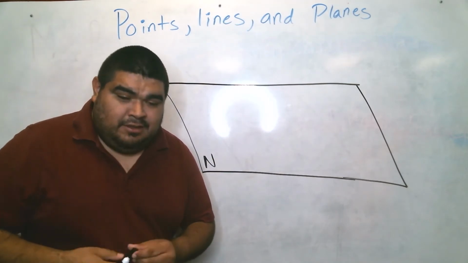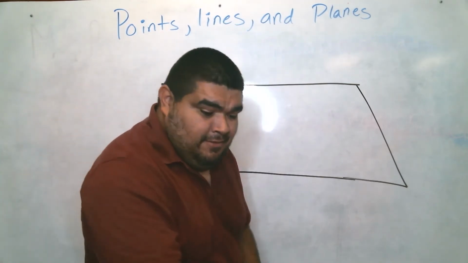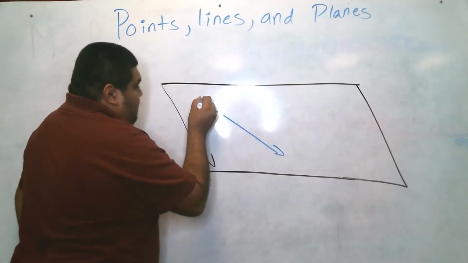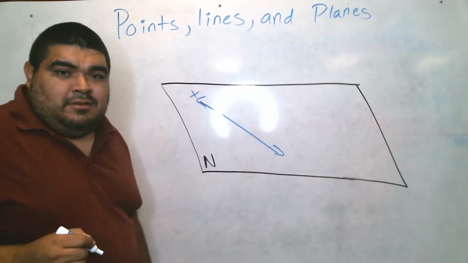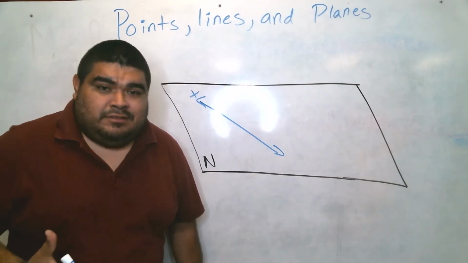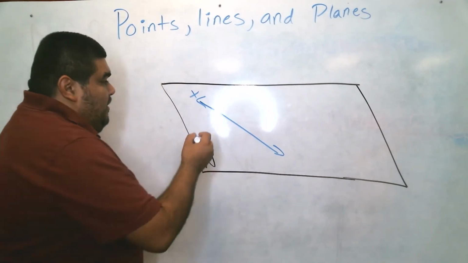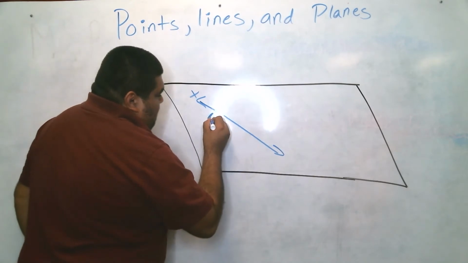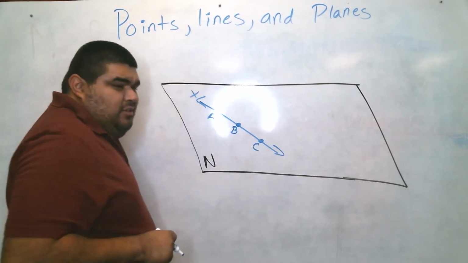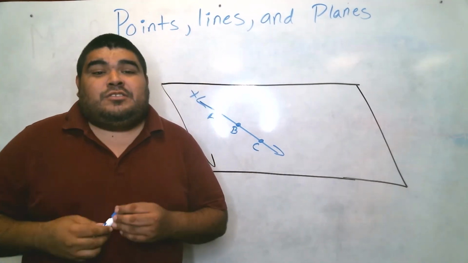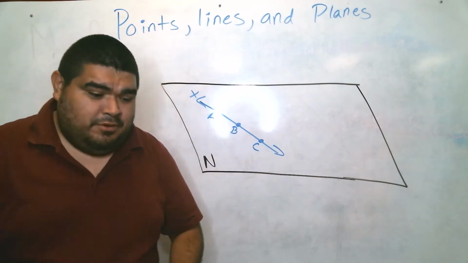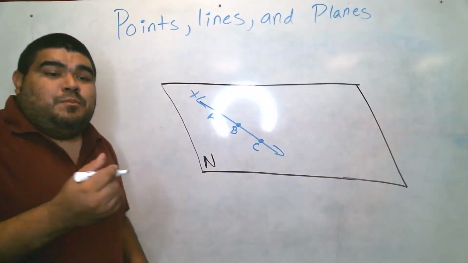On this plane, we have a line. This line is called line X. But the line is not alone. She has friends, all right? These friends are point A, point B, and point C. She has a lot of friends. But there's also on this plane another point that is a very lonely point. It's a loner. It's called point D.